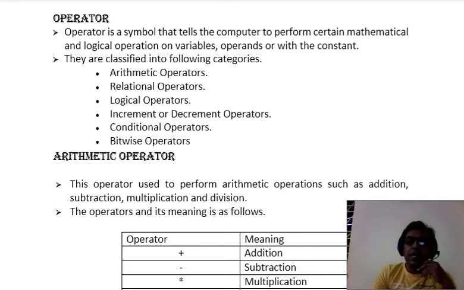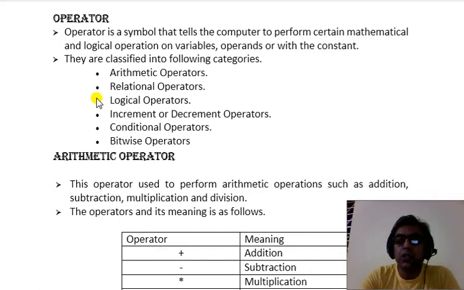Hello student, last time I taught you constant, variable and keywords. Now today we will learn about operators and its various types. So what do you mean by operator? Operator is a symbol which is used to perform various mathematical operations on the numbers.